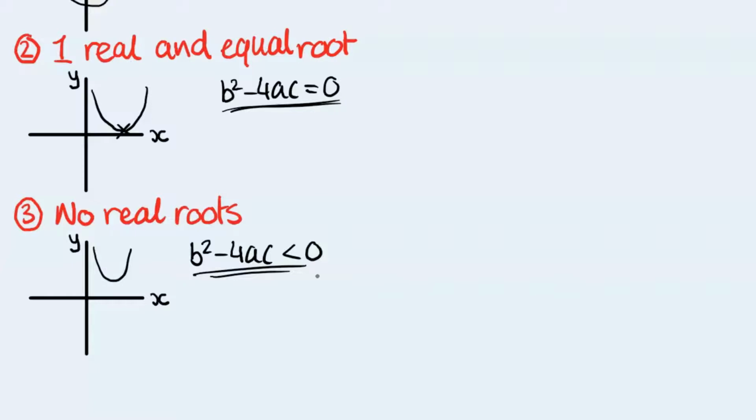So for the type of questions that you get in the exam, you'll get given a quadratic equation and they'll tell you to describe the nature of the roots. That's where you use the discriminant formula. And we'll move on to some exam questions next.